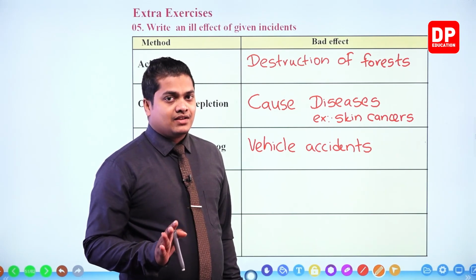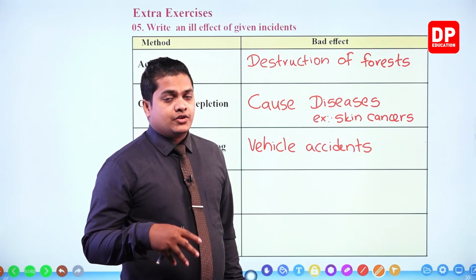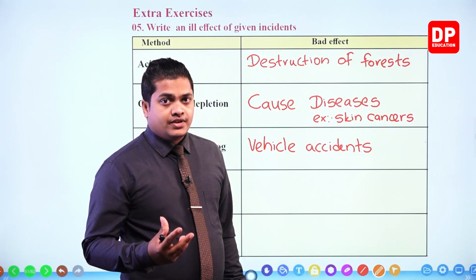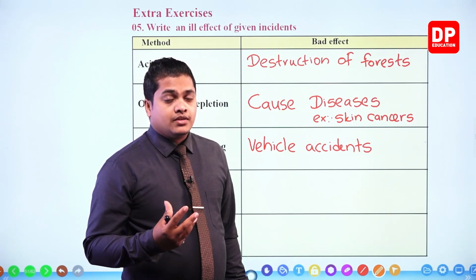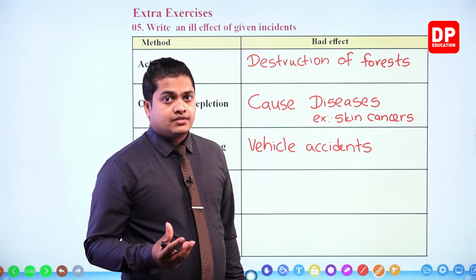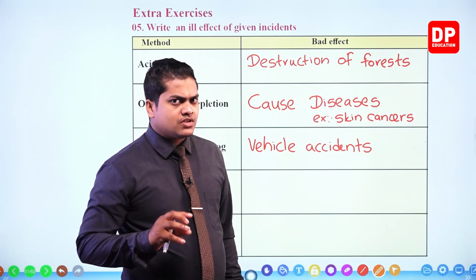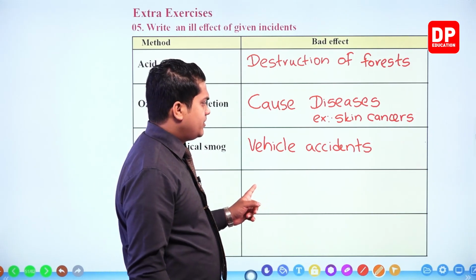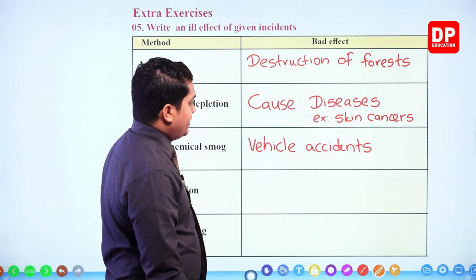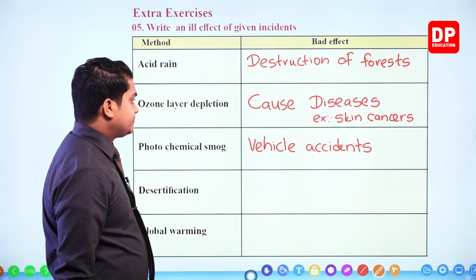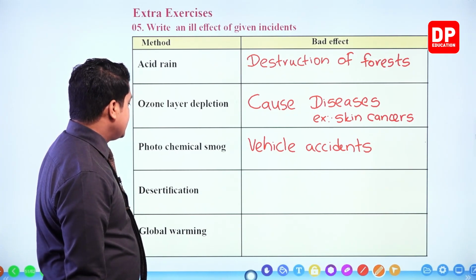Other than that, there are other things as well, like the quality of the air reduces, breathing difficulties, that way there are other issues as well. But however, we have to write down some kind of a new thing. That's why I have mentioned this. So vehicle accidents. Next one, desertification.